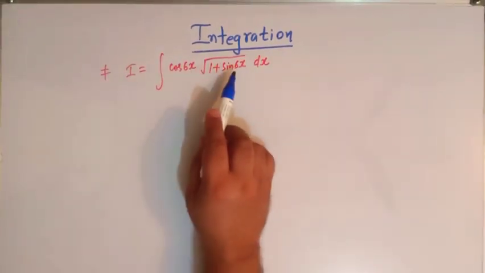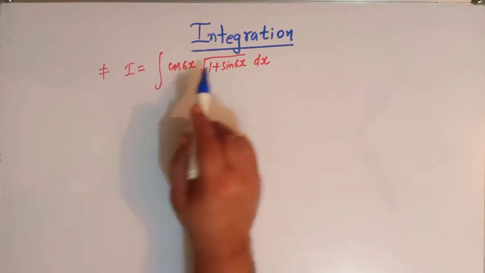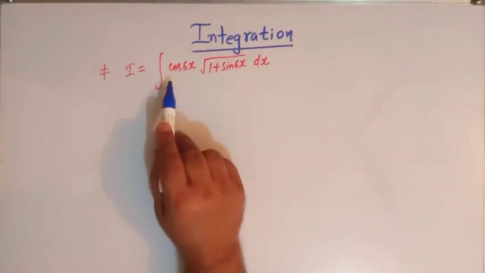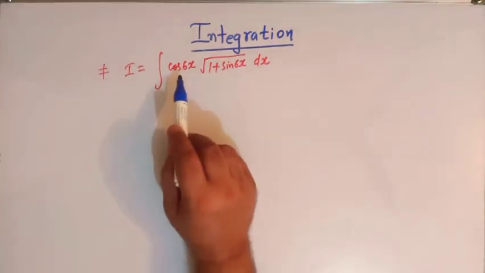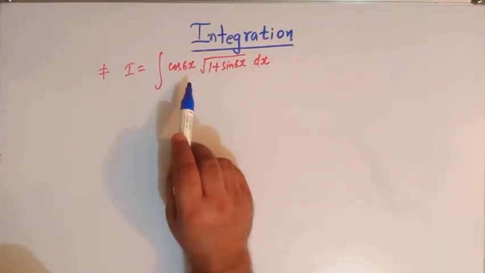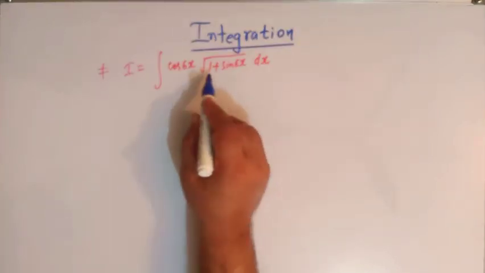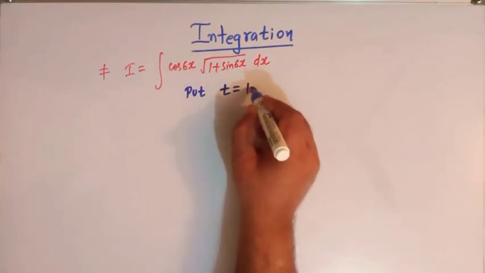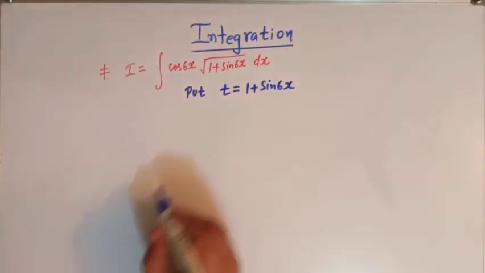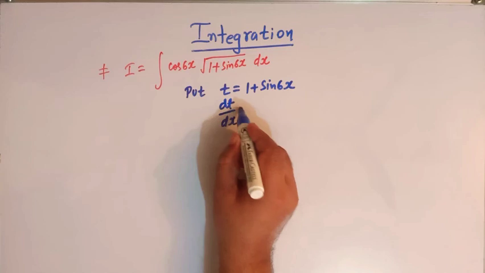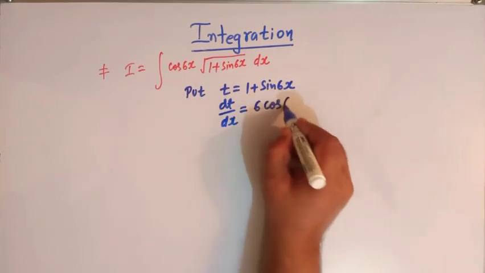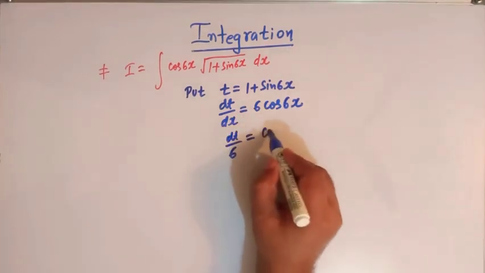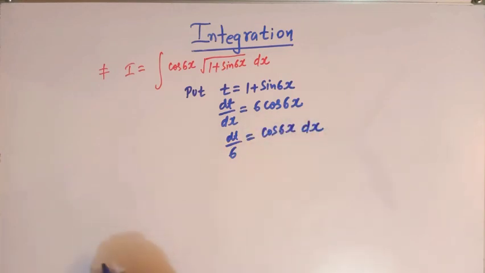Now let us solve this problem. Here we have to integrate cos 6x times square root of 1 plus sine 6x. Again viewers, this function looks very difficult, but actually it is not difficult, because here we will make a very important substitution, and we will put t is equal to 1 plus sine 6x, right? So what is dt over dx? dt over dx is 6 cos 6x, and dt over 6 is equal to cos 6x dx, right?